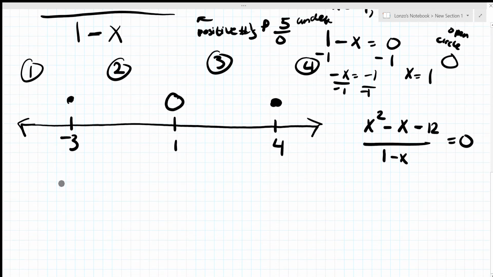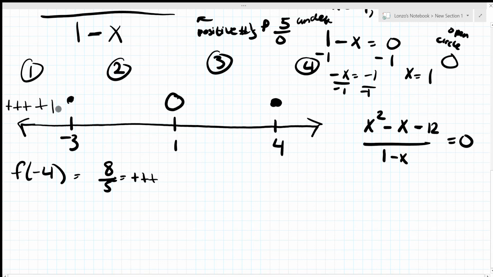Okay, so when we use the test point, we're going to use this equation. I need a number between -∞ and -3. What can I use? I'll use -4. So I'm going to do f of -4. I'm going to put this into this equation. When I do all the work, I'm going to get 8/5. 8/5 is a positive number, right? So put a positive here.